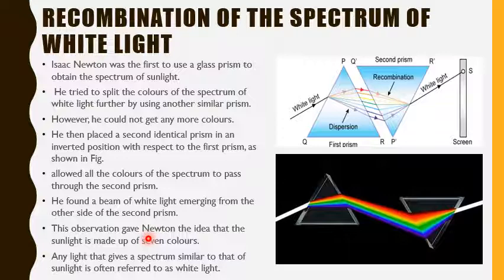This observation gave Newton the idea that sunlight is made up of 7 colors. So this is how he came to know that this one ray of light is made up of 7 colors. That means sunlight is made up of 7 colors. Any light that gives a spectrum similar to that of sunlight is often referred to as white light. Any light which gives us 7 colors after refraction is called white light. Okay.